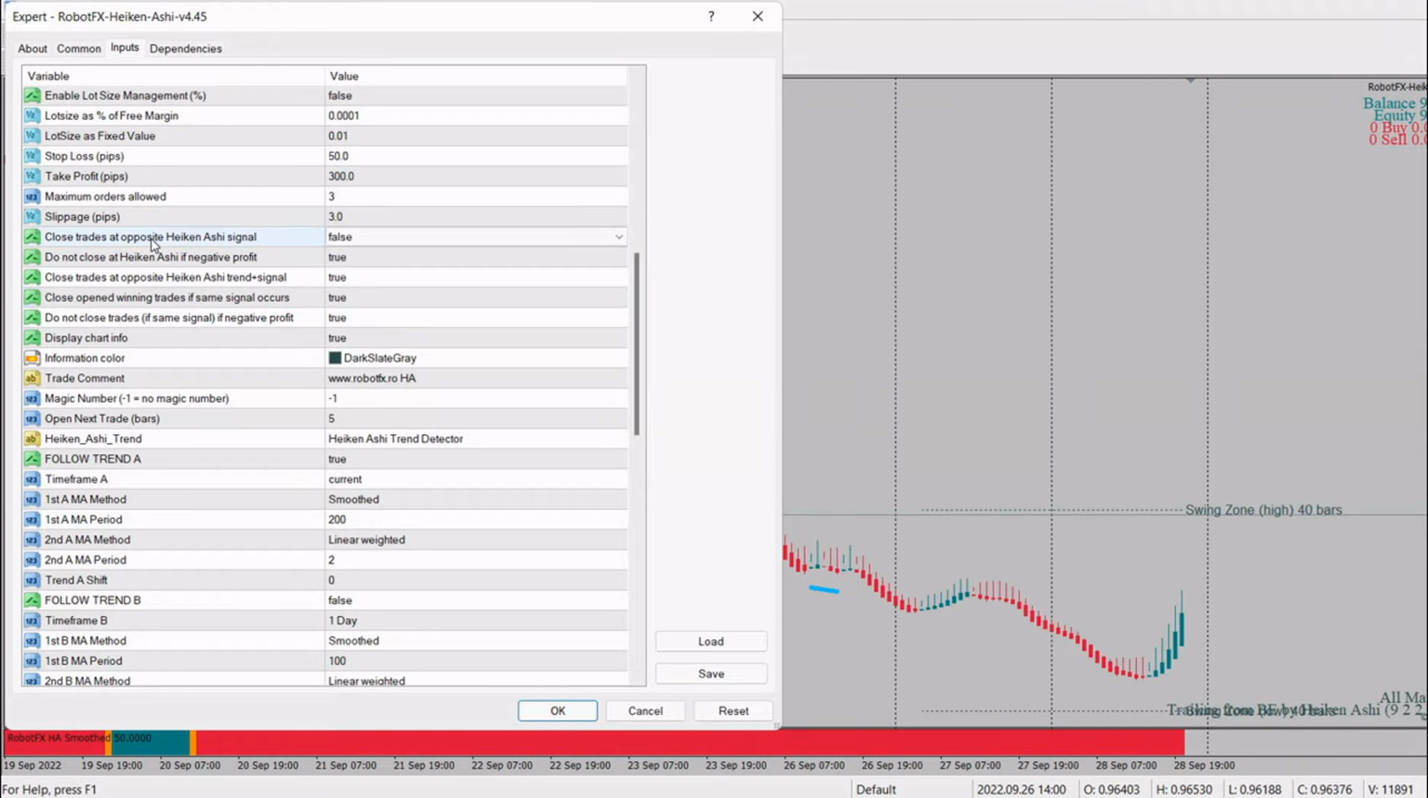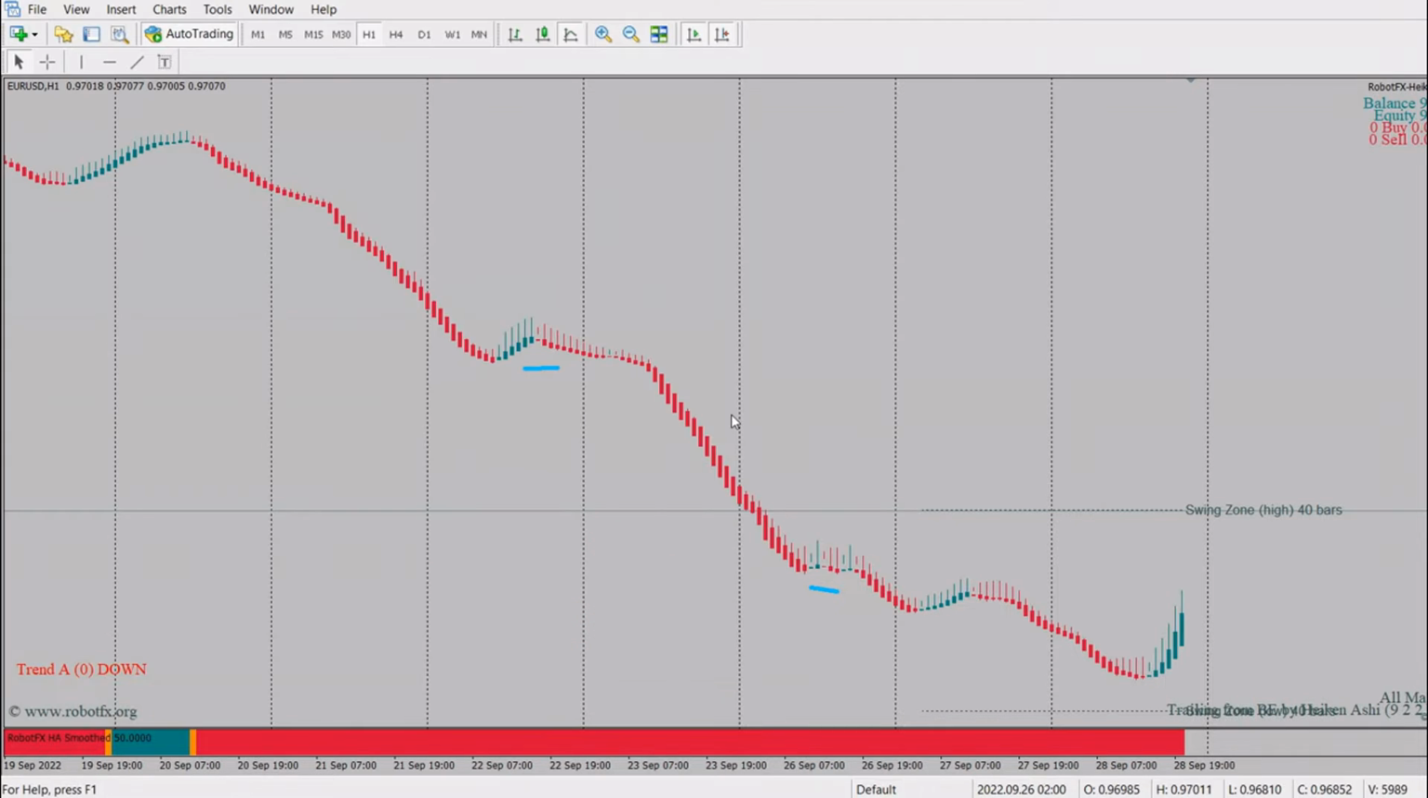Let's say you don't want to close the trades at the Heiken Ashi signal. However, you want to close them at the same signal. Then the expert advisor will have opened this trade. We have opened this trade and instead of closing it when the candles change the color from red into green, it will close it when it changes the color from green into red, and immediately after that open the next trade, which would again be a sell.